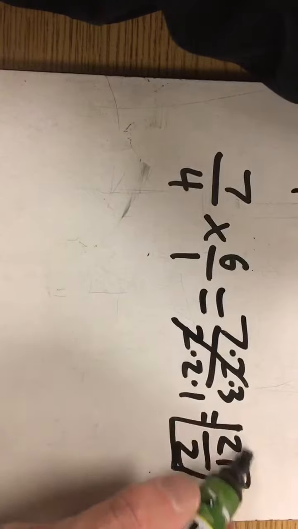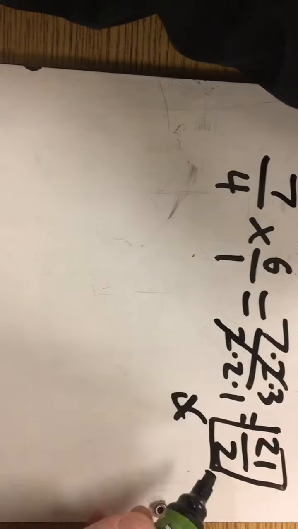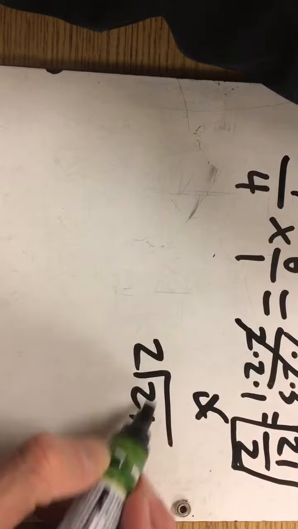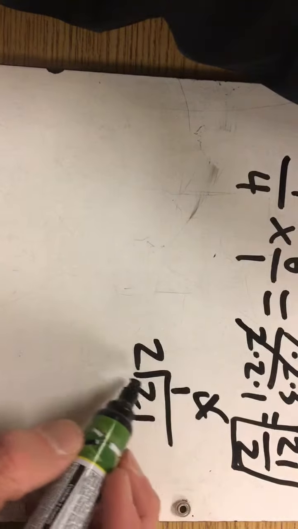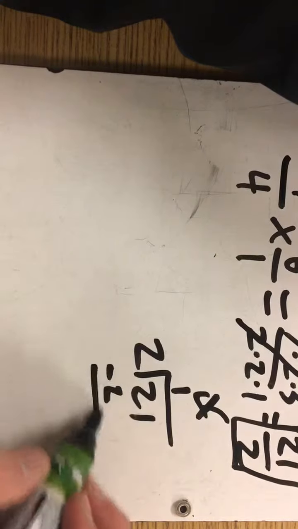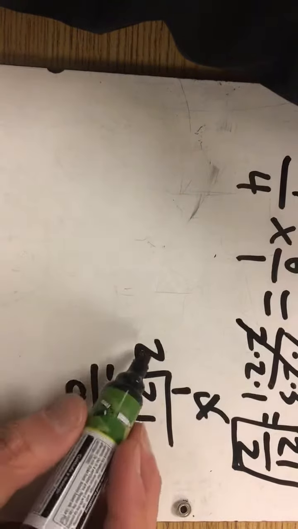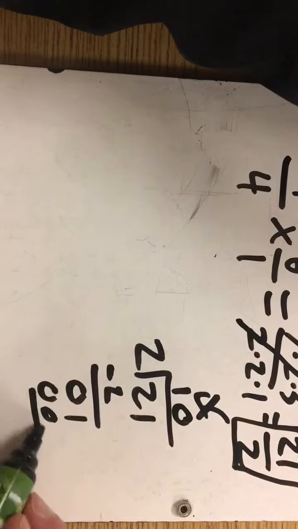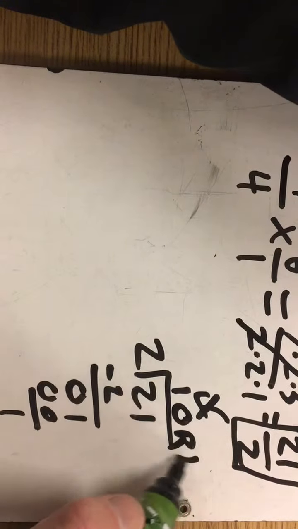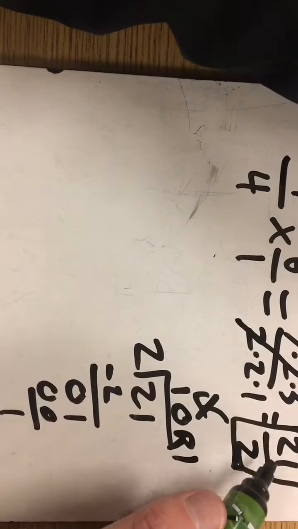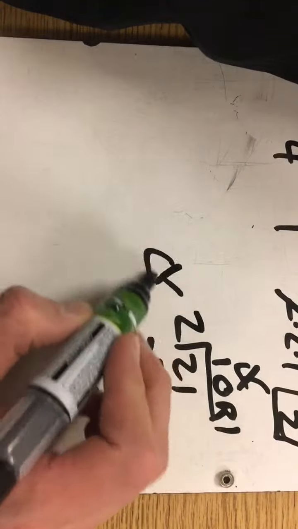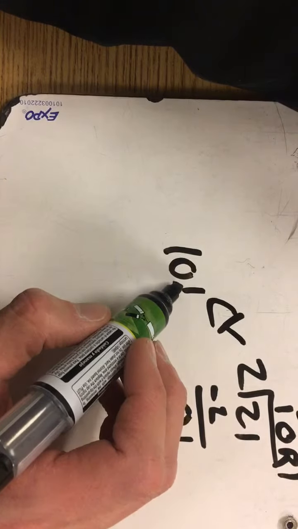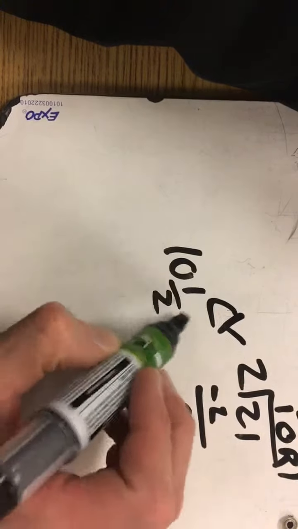So you can write it like this. However, we probably want to convert it to a mixed number. So we'd say, how many times does 2 go into 21? 2 goes into 20, well, 10 times. And then we subtract. And then how many times does 2 go into 1? It doesn't. And then the remainder would just be 1, which means that this 21 halves is the same thing as 10 and 1 half. And that would be your answer.